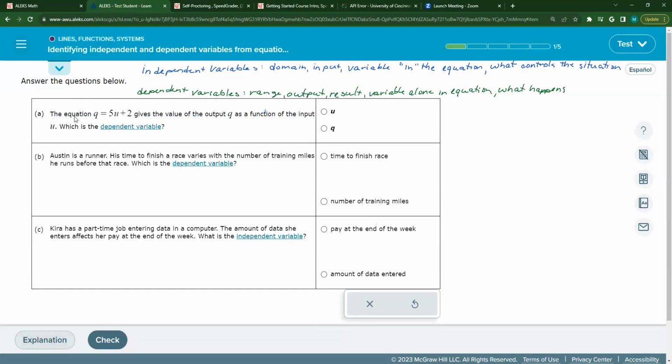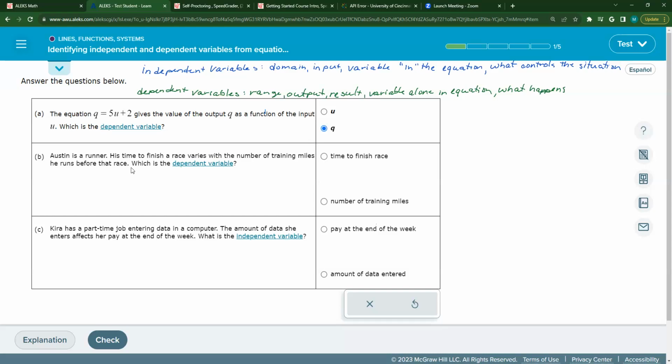All right, here we have an equation. Q equals 5u plus 2. So the independent variable is inside the equation, so that's going to be the u. The dependent is the one that's by itself, which is the q. So given the values of the output q, so remember output is dependent, and the input u, what is the dependent variable? So that's the one by itself. It is q.